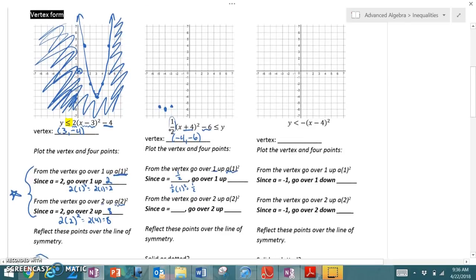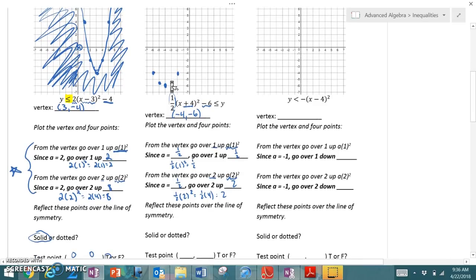And then for my 4th and 5th point, I always go over 2 from the vertex, up a times 2 squared. So I go 1/2 times 2 squared, which is 1/2 times 4. So since a is 1/2, go up 2. So from the vertex back to the beginning, I go over 2, up 2. So you can see that it's getting wider. Over 2, up 2. So that's step 1.